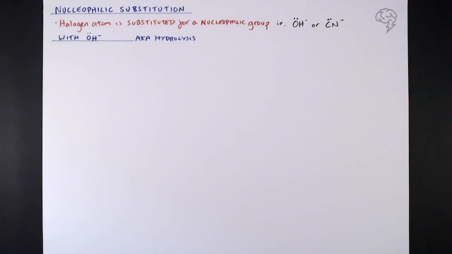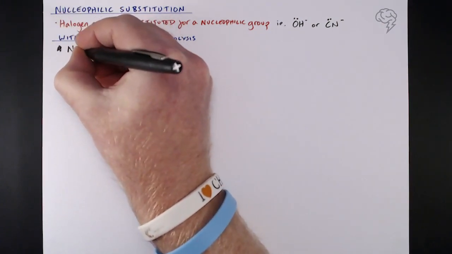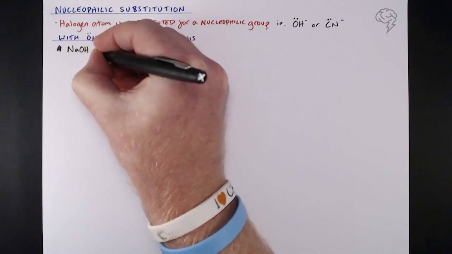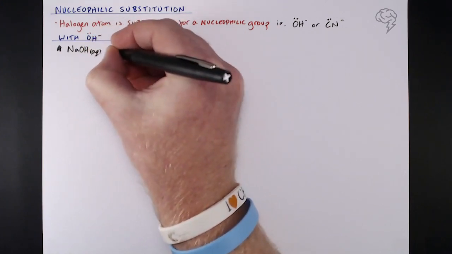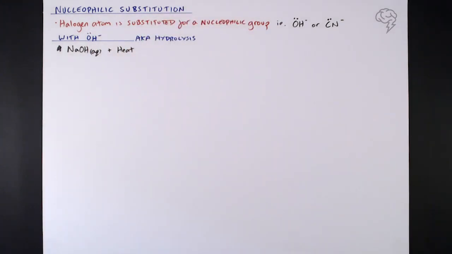So before we look at the mechanism, what reagents and conditions do we need to know? Well, firstly, our reagent here is aqueous sodium hydroxide. Really important: aqueous, okay? That will come to the fore later on when we look at a different reaction. But aqueous sodium hydroxide, and we need to heat it slightly.